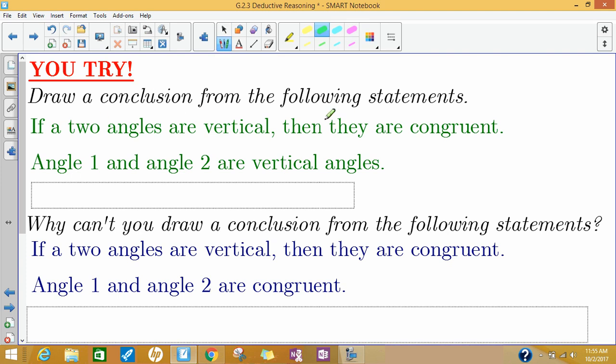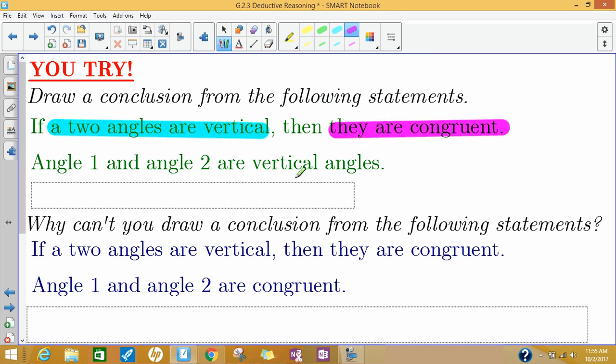So in this first one, I'm telling you that you should be able to draw a conclusion. My hypothesis is, if two angles are vertical. It shouldn't say "if two angles are vertical" twice. Sorry about that. And my conclusion is they are congruent.